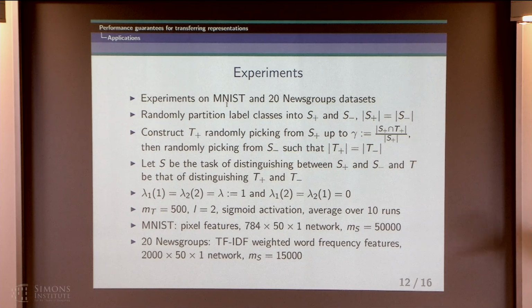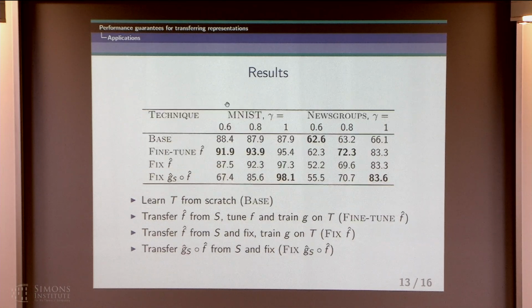So basically, if gamma is 1, the overlap in the classes between the source and target task is identical, and the tasks are identical. And what we did in these cases is we had a lot more source task training examples compared to target task. The results are here.